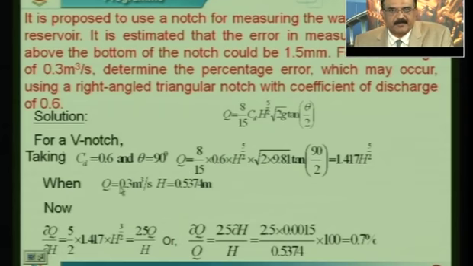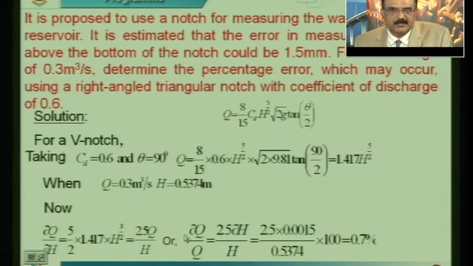Now, q is given in the problem. So, substitute the value of q is equal to 0.3, therefore, find the value of h. If you find the value of capital H, it works out to be 0.5374, or it is 0.54 meters.